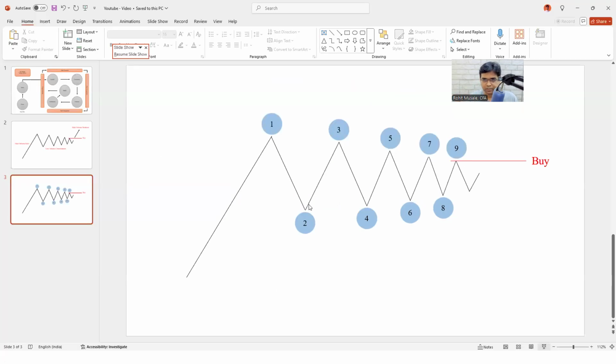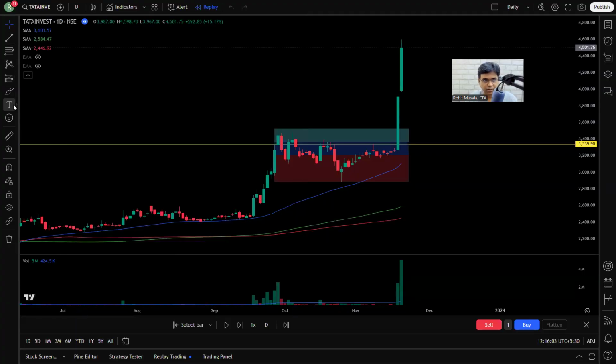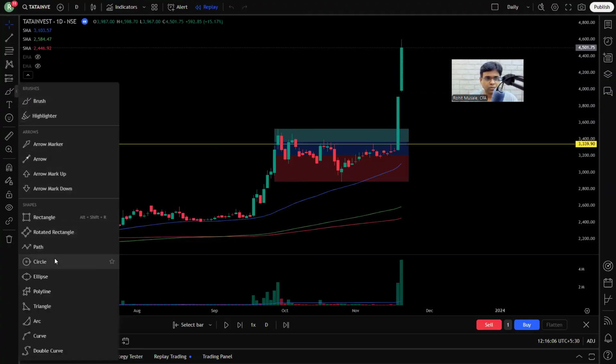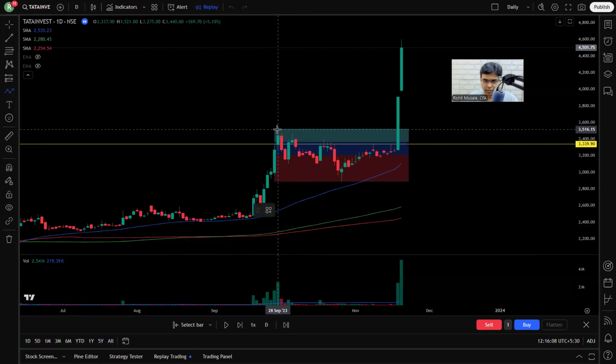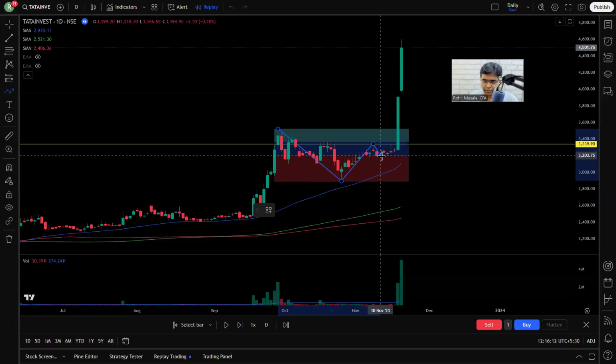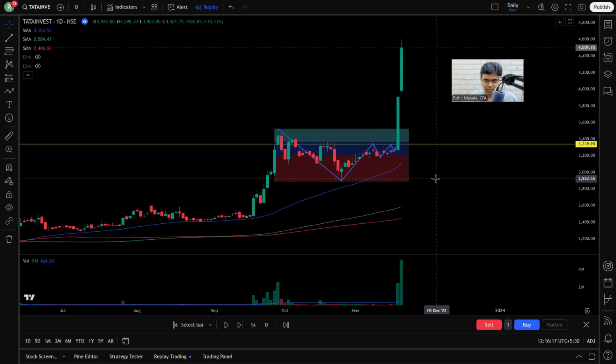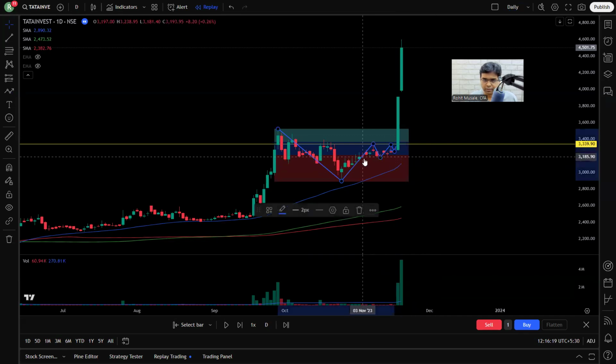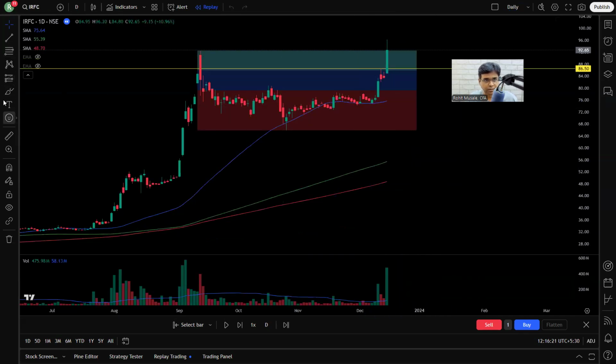Have a look at this chart. Let me mark the points for you. You go from highest to lowest. Point 1, point 2, point 3, point 4, point 5, point 6. Next chart.